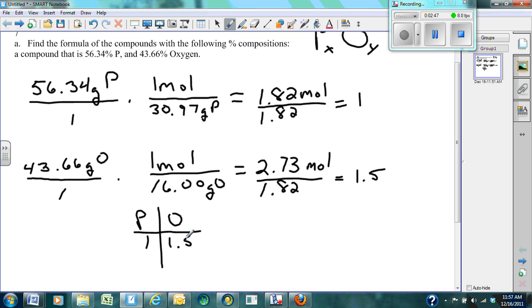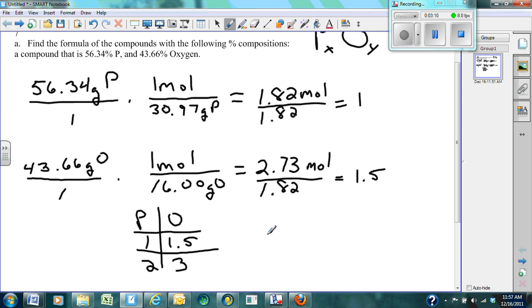And so now here's the story. I'm going to multiply them by successive values, integers, until I get a whole number ratio. The 1 and the 1.5 happens to be times 1. If we multiply them times 2, I get a 2, and then 1.5 times 2 gets me a 3. I get a 2 to 3 ratio. Voila! I have a whole number ratio.